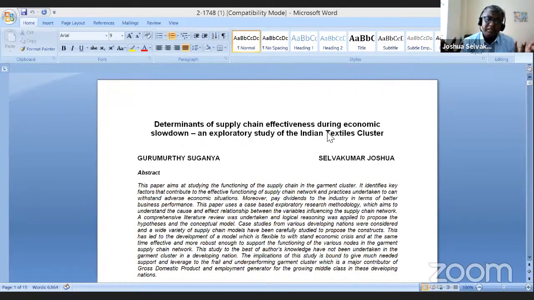So at this time of economic slowdown, when the entire country is slowing down in terms of the economy, with no production at all, how are the textile and garment clusters in various areas like Tirupur and other places surviving? This is the thought that we had when we went on to make this paper.